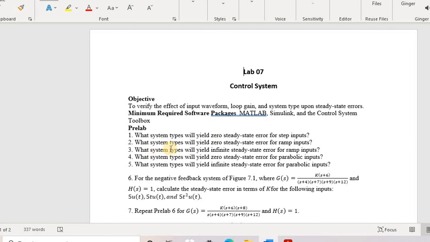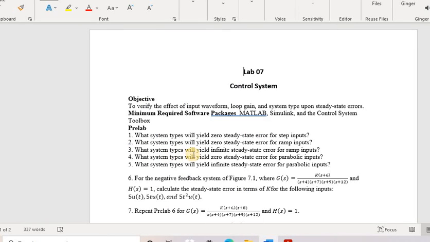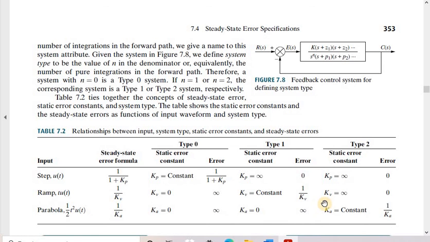Similarly, the second question: what system type will yield zero steady state error for ramp input? Of course you have at least two integrals, and this is type 2, where you have two poles at the origin. Similarly, you can answer the third question: what system type will yield infinite steady state error for ramp input? Look here, this is your ramp input, and this is infinite error. So this is for a type 0 system.